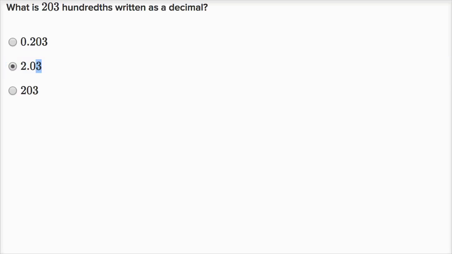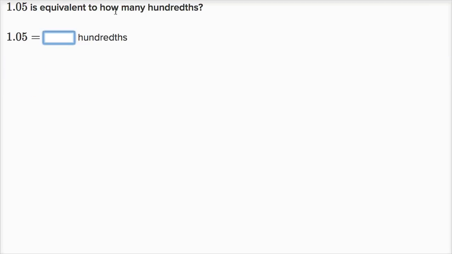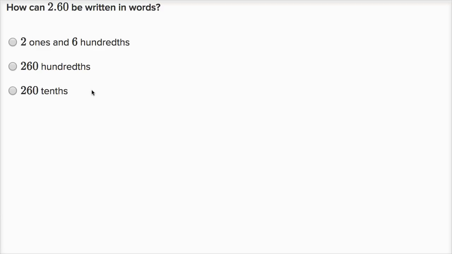Let's do a couple more of these. 1.05 is equal to how many hundredths? Well, 1 whole, or 1, is equal to 100 hundredths. So this is 100 hundredths plus 5 hundredths, or 105 hundredths. All right, let's do another one. How can 2.60 be written in words? I could write this as 2 and 6 tenths, 2 ones and 6 tenths. I could also think of this as 2 ones and 60 hundredths. Or I could view this as 260 hundredths.